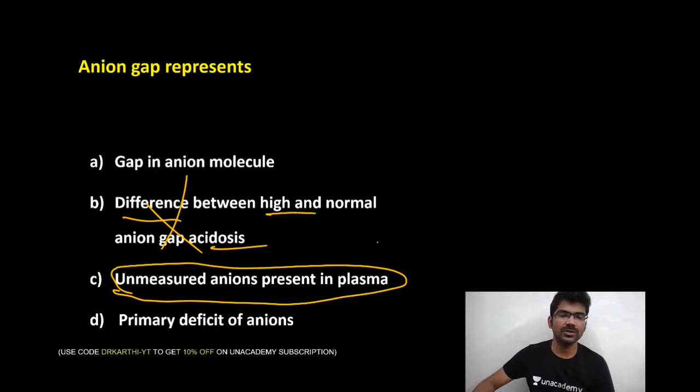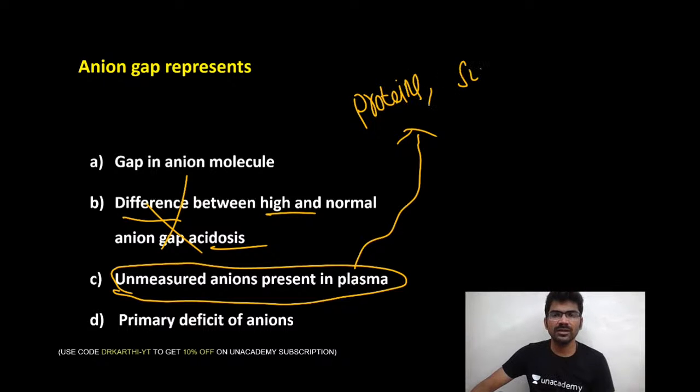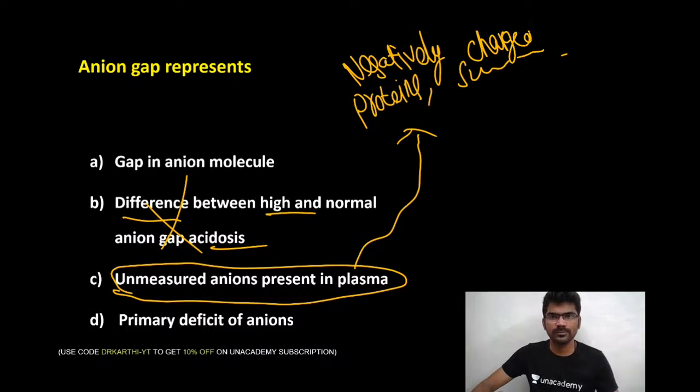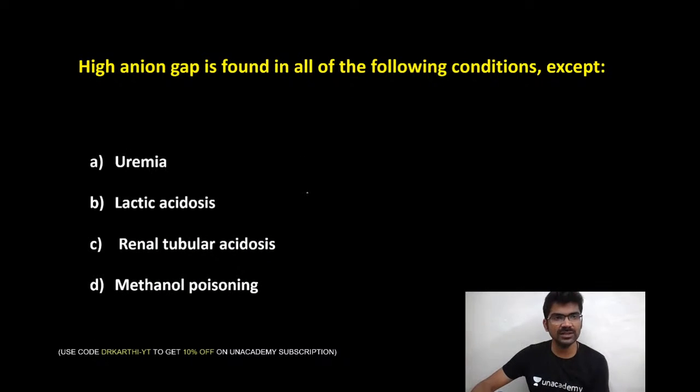That is because of the unmeasured anions present in the plasma. So what are the unmeasured anions present in the plasma? Mostly proteins, then sulfates, some organic sulfates, all these things, right? So negatively charged, right? So proteins are negatively charged. So anion gap refers to unmeasured anions present in the plasma. Very important, don't get confused by the other options. Let's move to the next one.